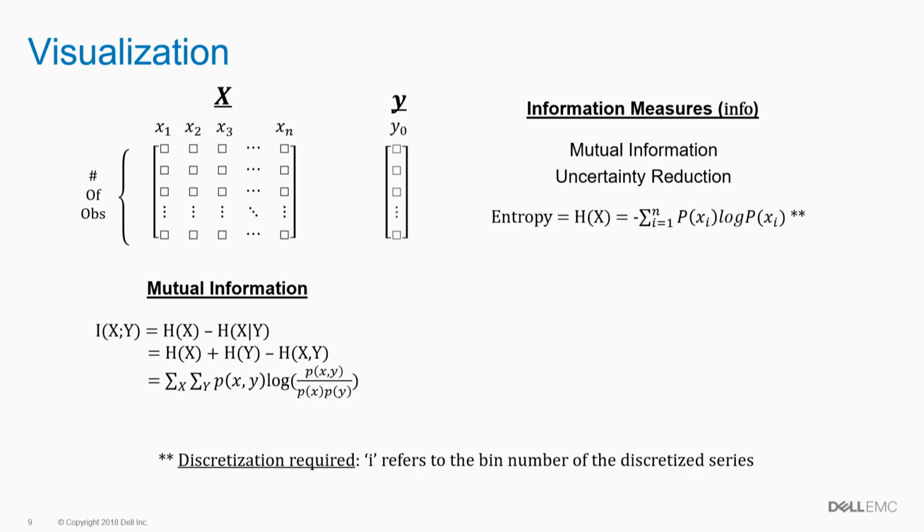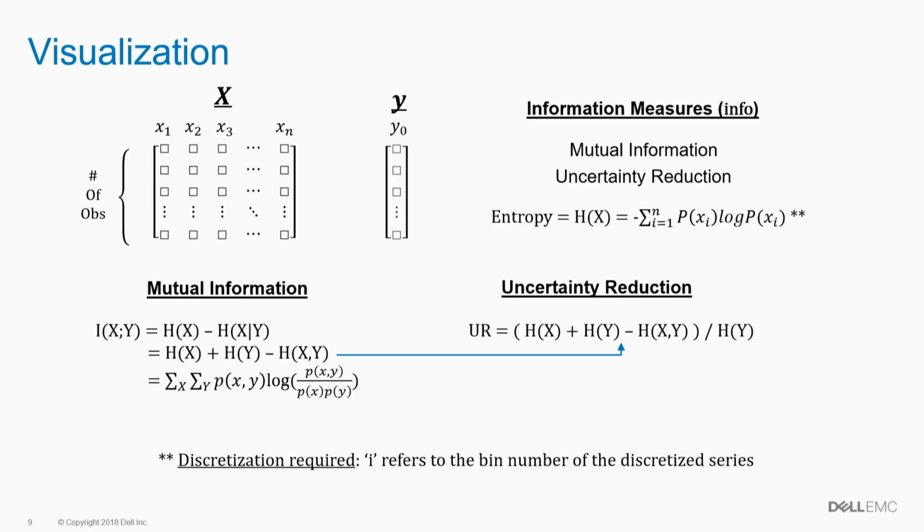So our formula for mutual information is pretty standard. And then something that I hadn't really heard about too much is uncertainty reduction. The formula for uncertainty reduction is on the slide here. And if you actually look, it's the mutual information divided by the entropy of our dependent variable.